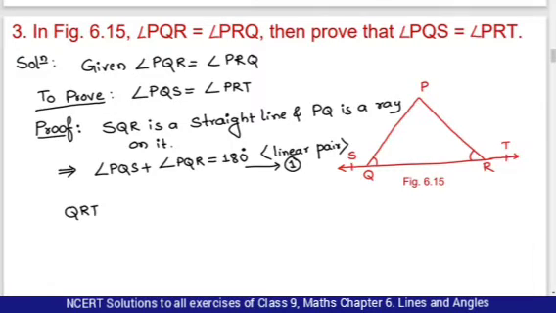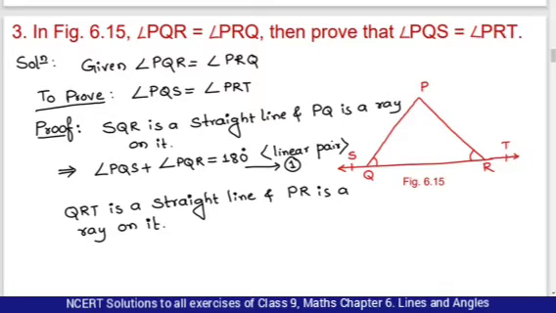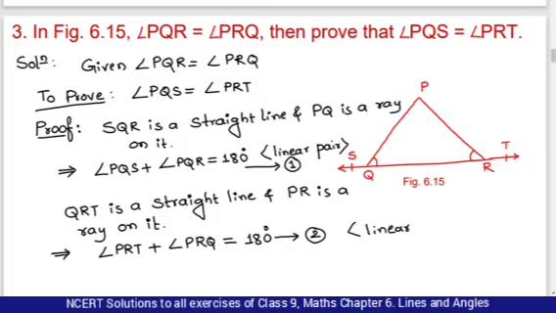1. QRT is also a straight line, and PR is a ray on it. This implies angle PRT plus angle PRQ is equal to 180 degrees. So take this as equation number 2, and this is a linear pair.